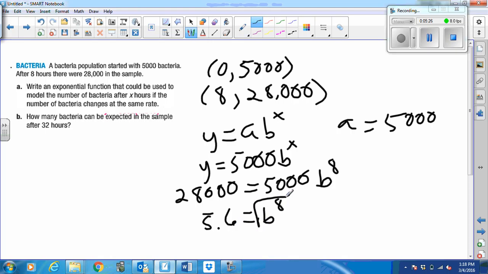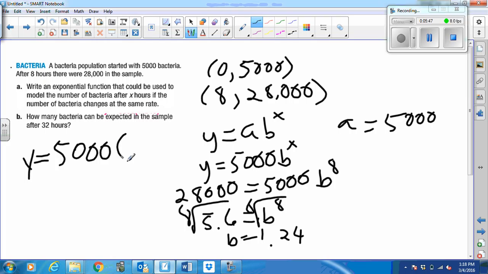And so I need to do the 8th root of both sides. And I get that b is equal to 1.24. So our exponential function is y equals 5,000 times 1.24 to the x.